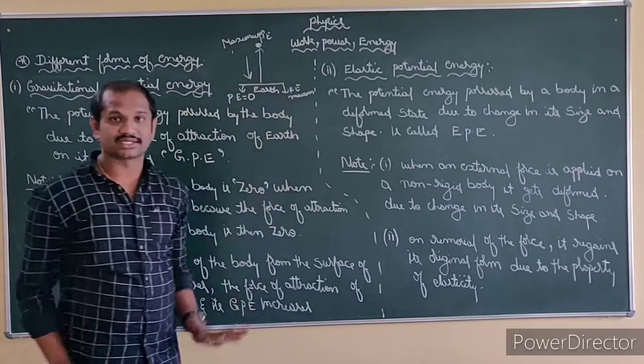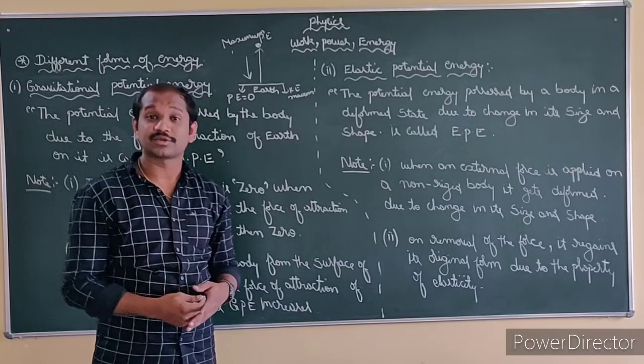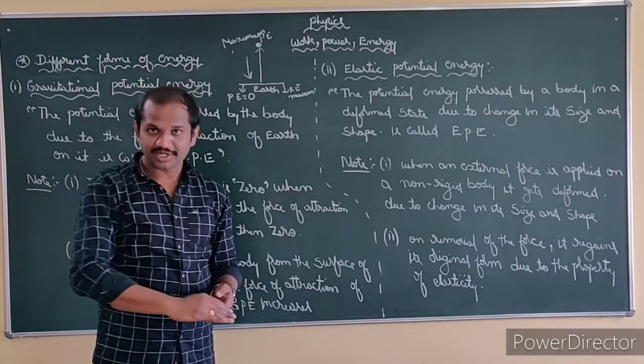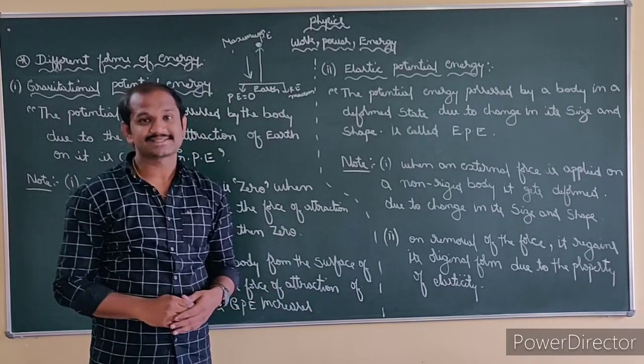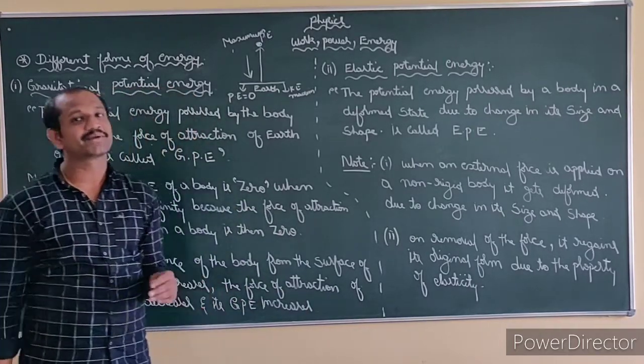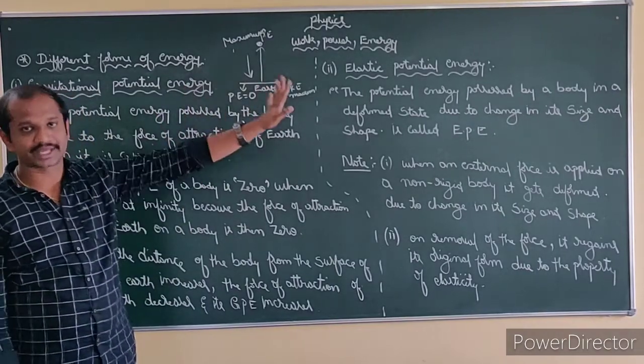Now, when you leave that bag, it falls down. How did it fall down? How much work have you done on it? It will fall in the form of kinetic energy. Understand? This is the concept of potential and kinetic energy. Potential energy has two types.